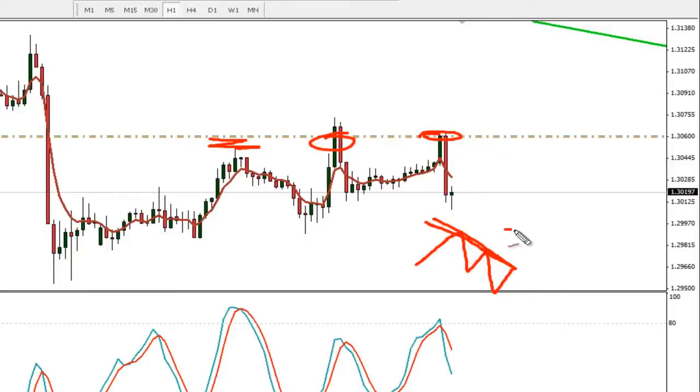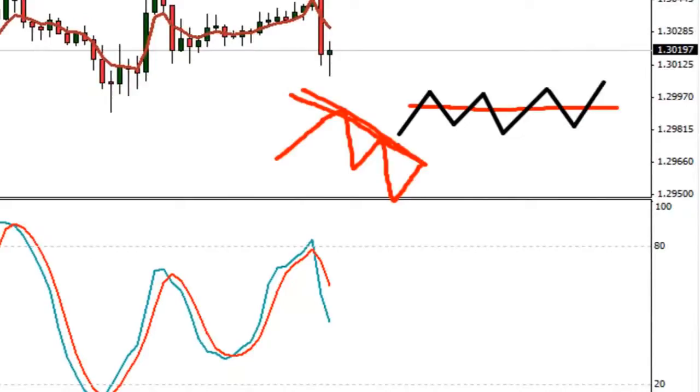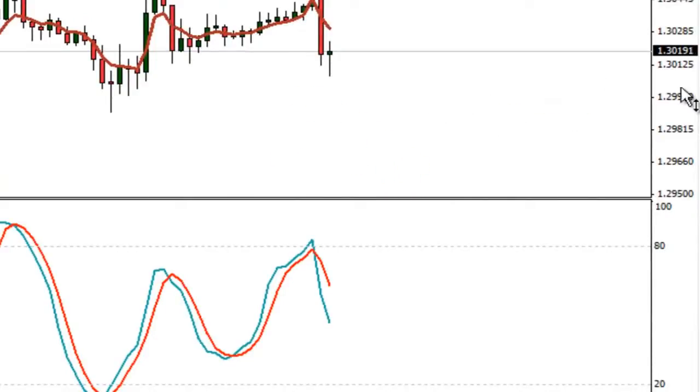An EMA that's flat, price is going to have no problem just running through it. Moving averages that are flat are almost not important to me. Okay? They're only important if they are sharply pointed down or sharply pointed up.